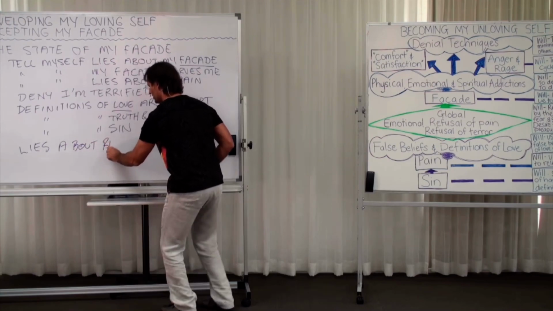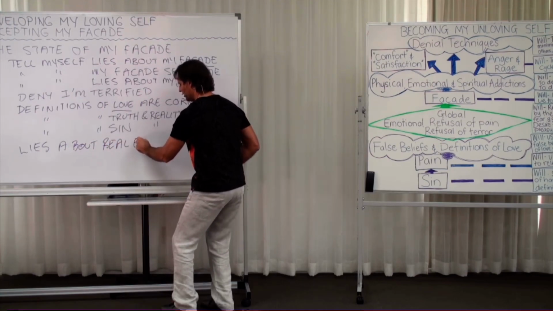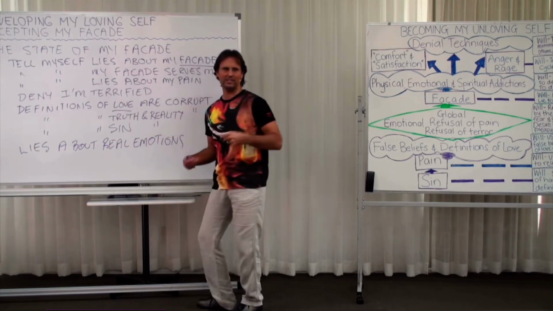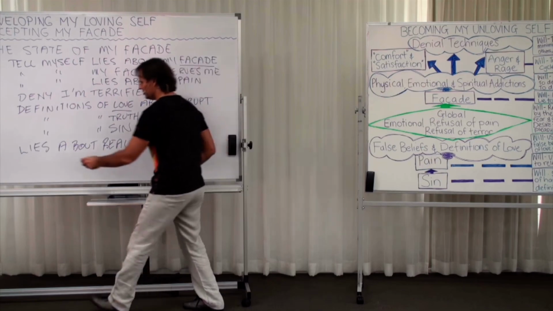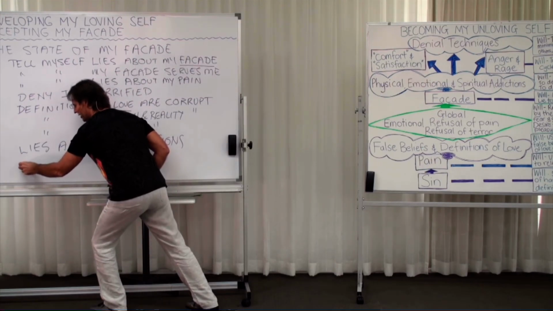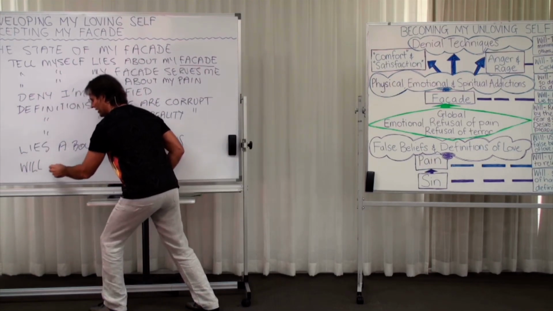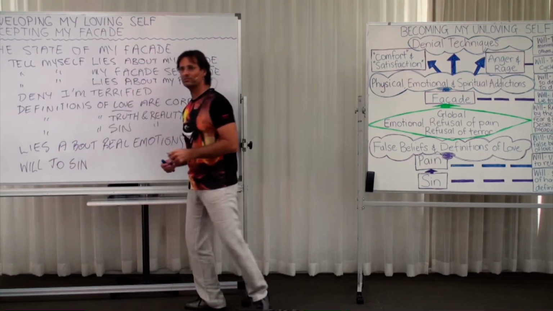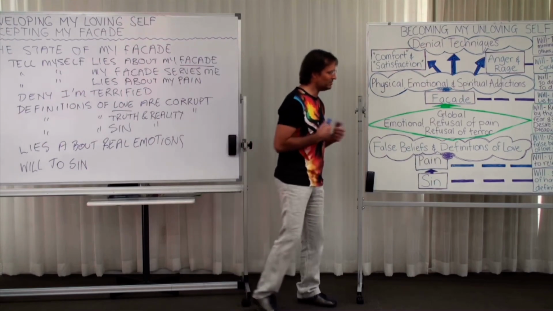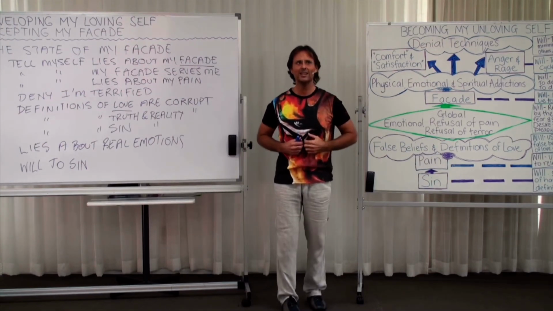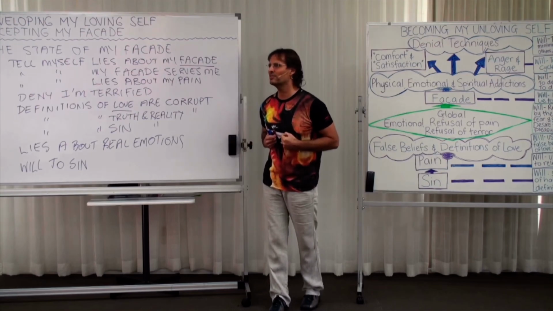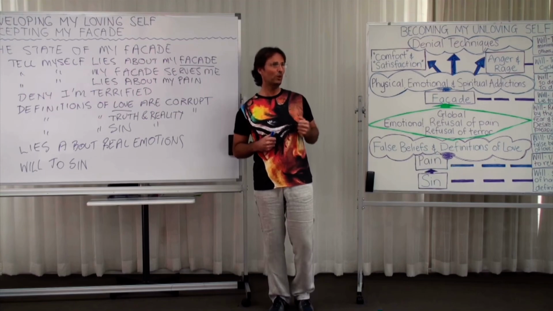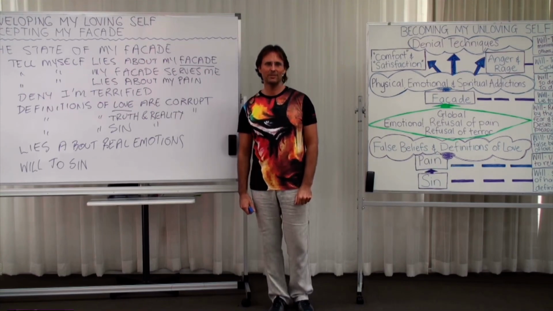Lies about real emotions. The point of the facade is to deny our real emotions. So, of course, we're telling ourselves lies about them. And then, of course, we also even lie to ourselves about whether we really want to sin or not. We have a will to sin. This facade has a will to sin. So inside of us, while this facade remains inside of us, there is a desire coming from within inside of us, an aspiration coming from within inside of us to actually sin. We want to sin.